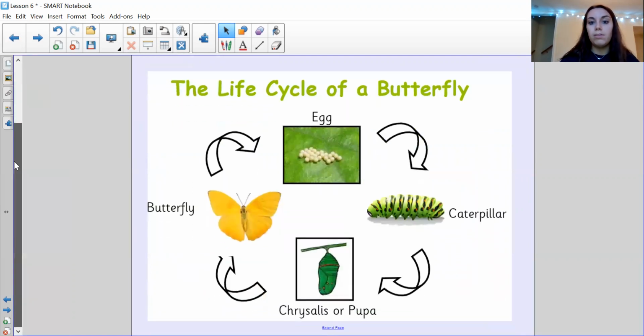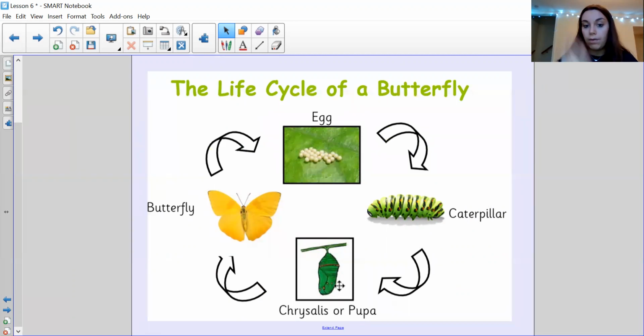So here is what it looks like if we drew it out as a life cycle. We start off with a small white egg, we draw our arrow, and it becomes a caterpillar. Then our caterpillar becomes a chrysalis or a pupa and hangs from a leaf. Then it comes out of its chrysalis and becomes a butterfly. Then that butterfly lays more eggs, and so the cycle continues, hence why it's called a life cycle.